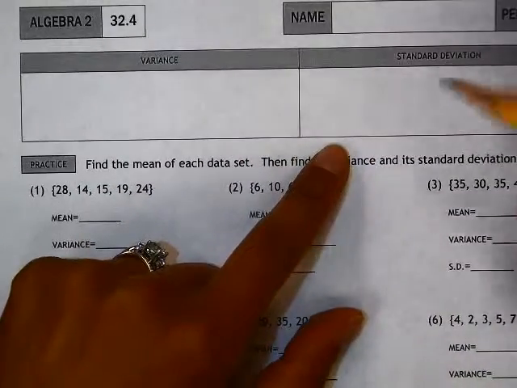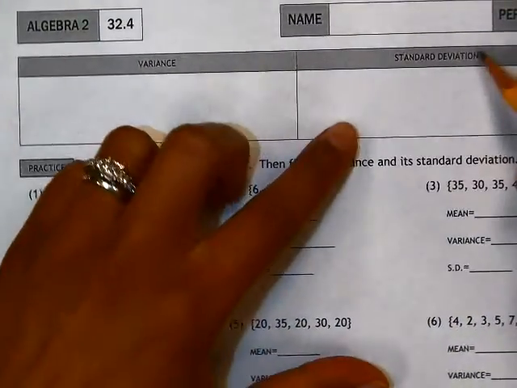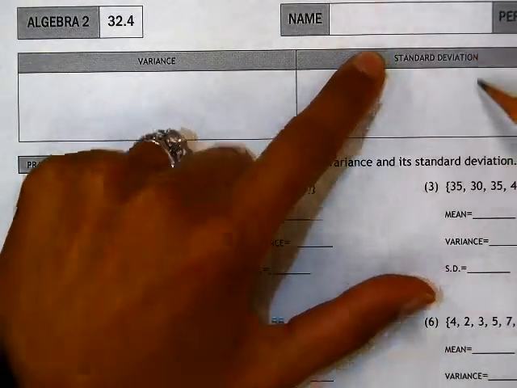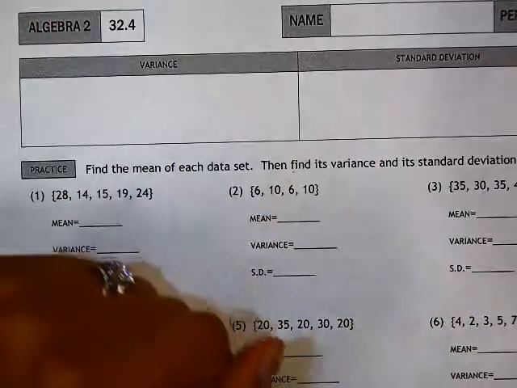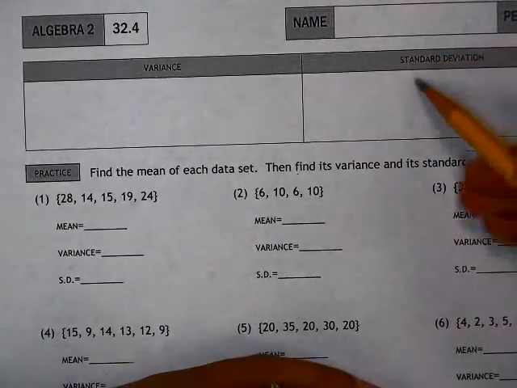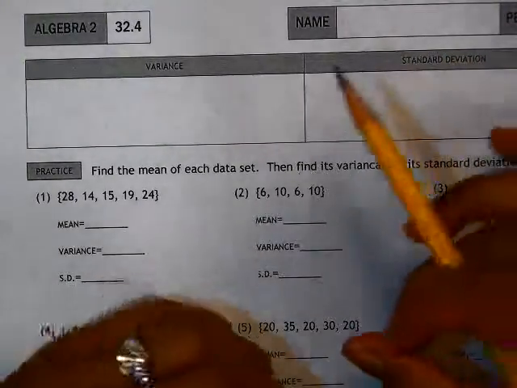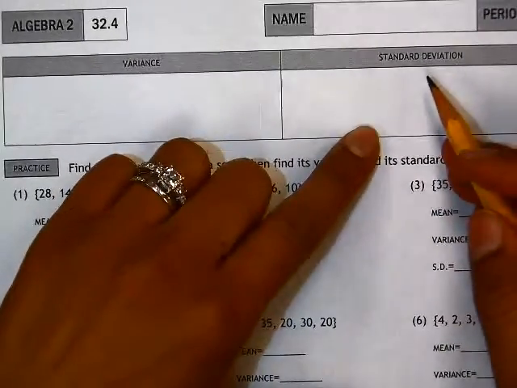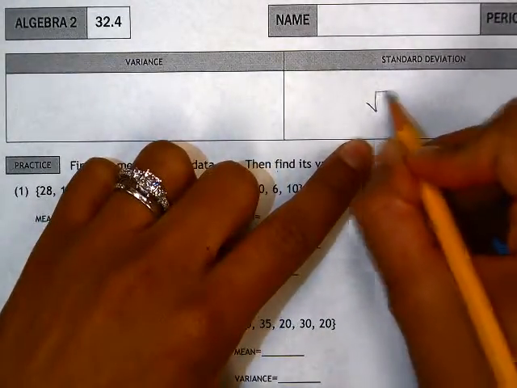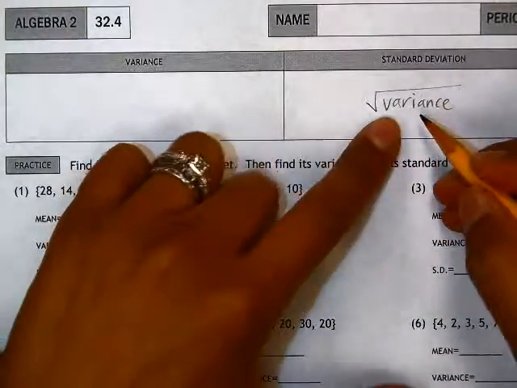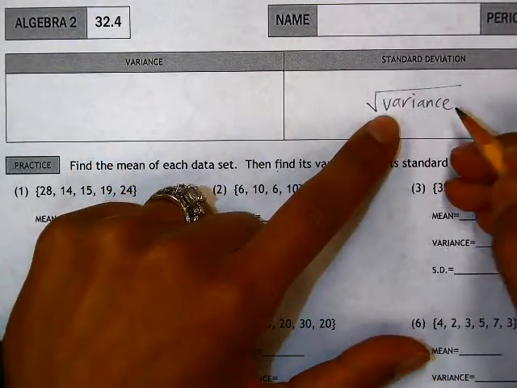Okay, lesson 32.4 is on standard deviation. Standard deviation is defined as how spread out a set of numbers are. So if we have a set of data, standard deviation is a way of knowing how spread out all the numbers in the data set are. Standard deviation is calculated by taking the square root of the variance. But we need to first figure out, well, what is variance?